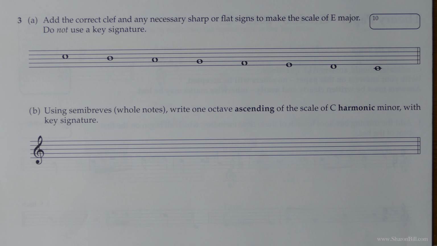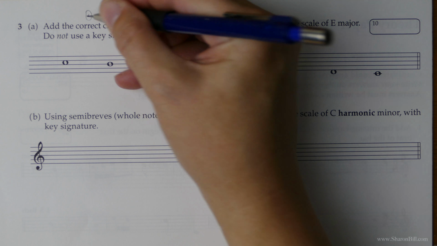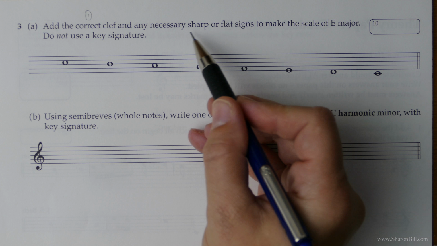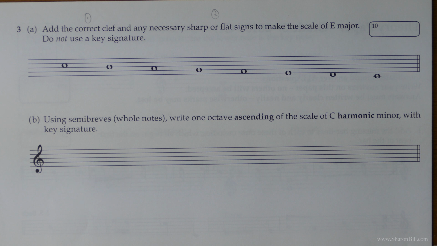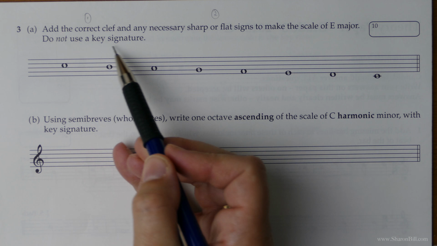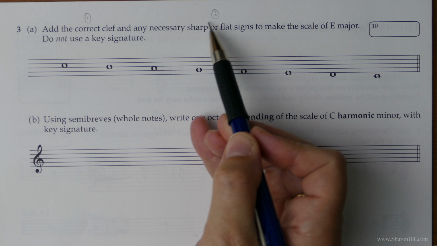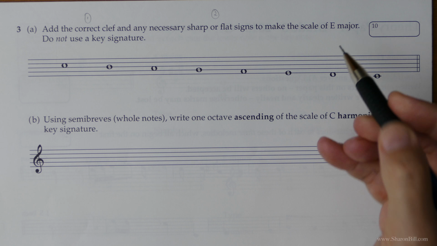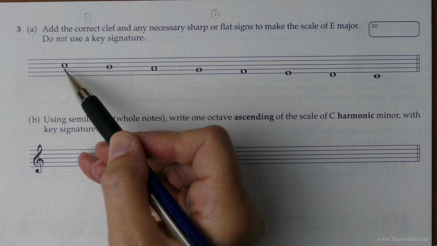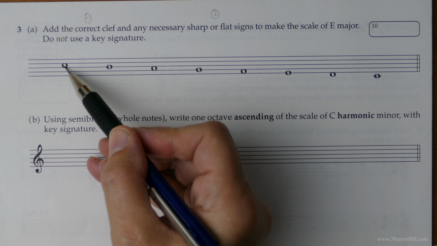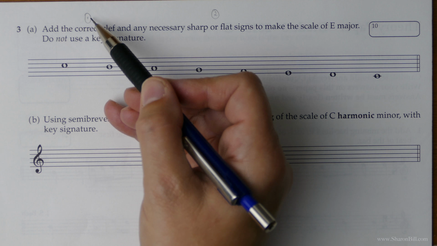So question 3 asks us to add the correct clef, so that's one action point we need to watch out for. And then we need to add any necessary sharp or flat signs, so we need to add the accidentals. We don't use a key signature, so we're going to have to add them as accidentals, and we need to make the scale of E major. So of course E major must begin and end on an E. So the first job is to add the correct clef.